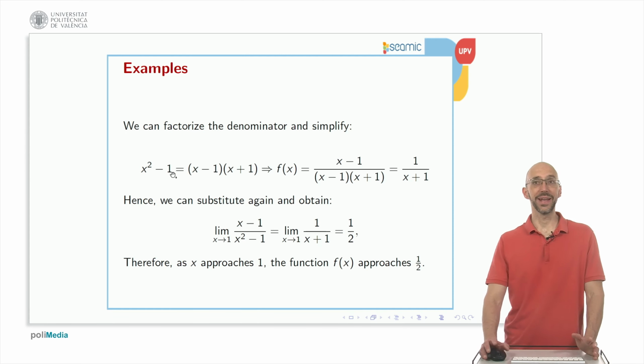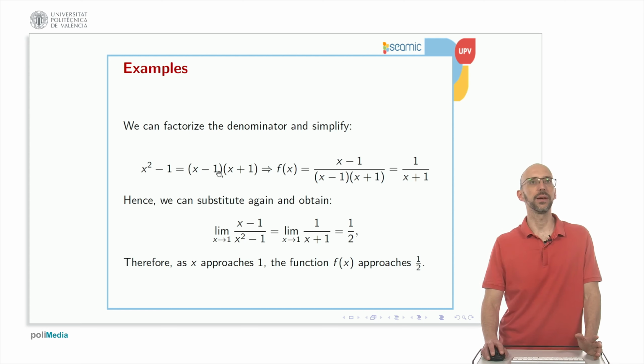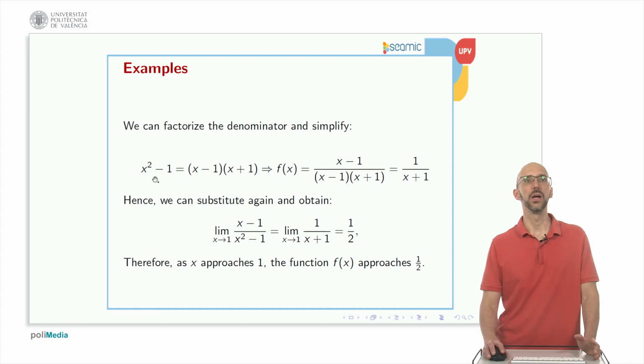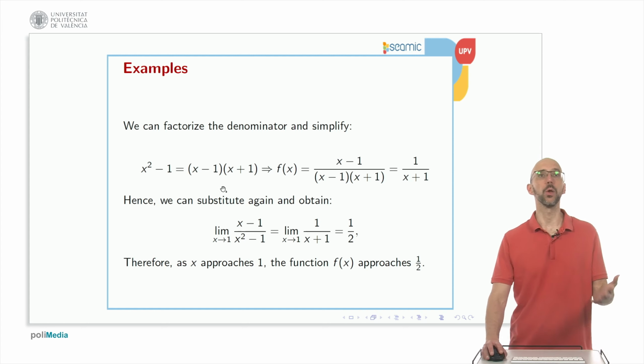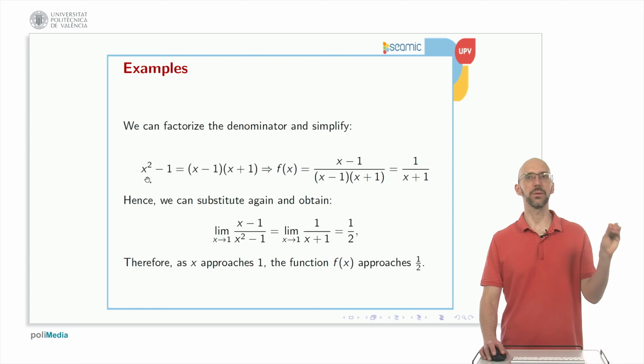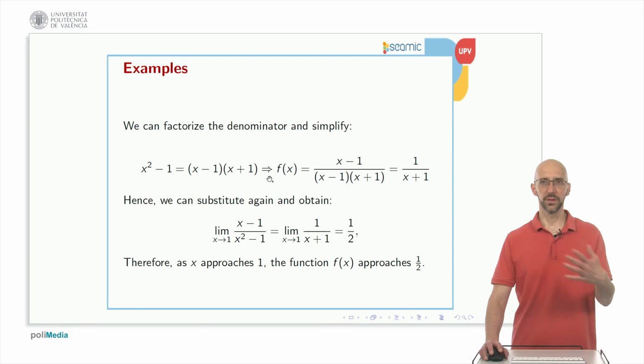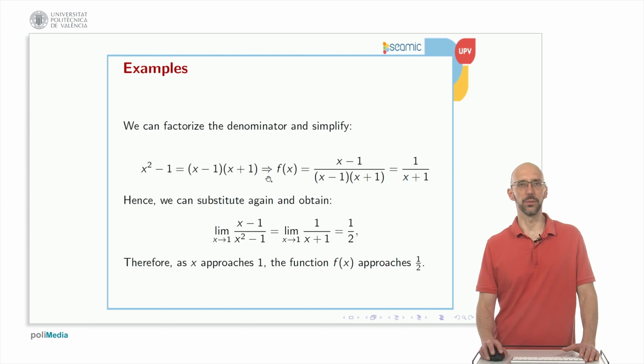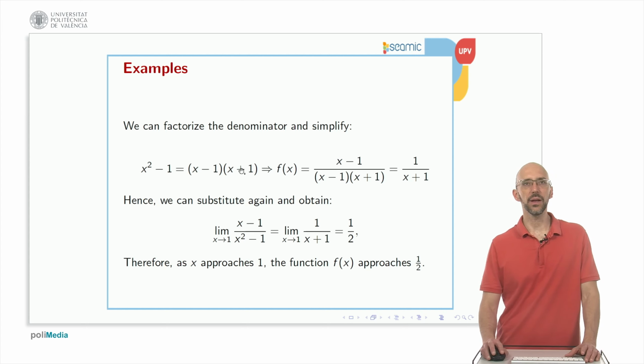x squared minus 1 can be easily written as (x minus 1)(x plus 1). Remember that negative 1 and positive 1 are solutions of the polynomial. So x squared minus 1 can be written as a product of x minus 1 and x plus 1. Remember there is a property that the product of conjugate binomials is the square of the first one minus the square of the second one. But this is also just to remember this property. The key point here is that x squared minus 1 can be written like this.